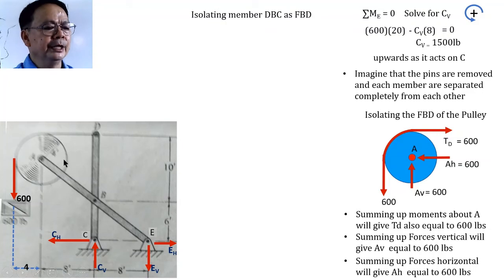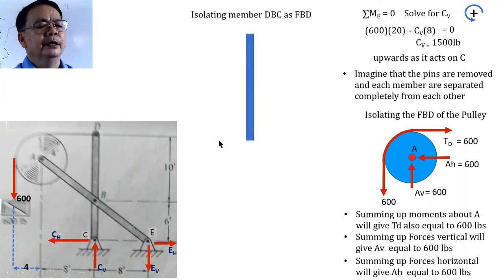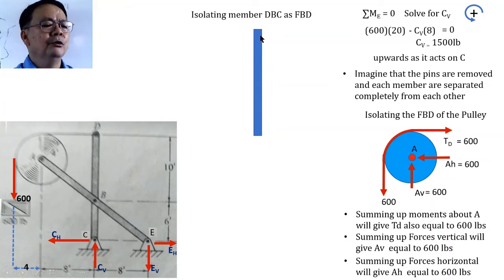Now, if we isolate this member DBC as a free body diagram, let us try to draw this FBD. This DBC would now have the pins removed. Let us show those pins that are removed from DBC. We have at this point the pin at D, we also have here the pin at B, and the pin at C. These pins are given positions or distances from each other. The distance between D and B is defined here at 10 feet, while the distance between B and C is 6 feet.